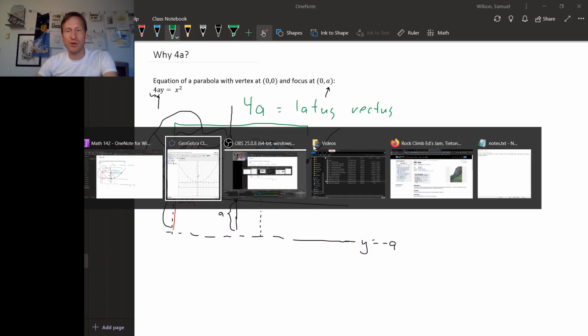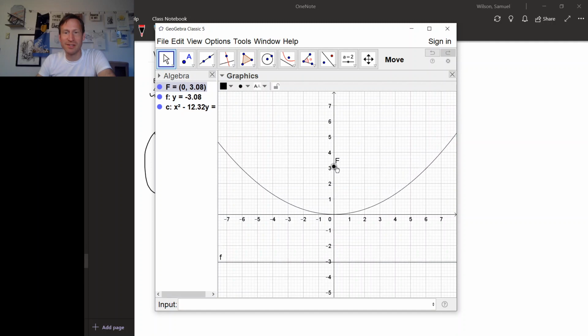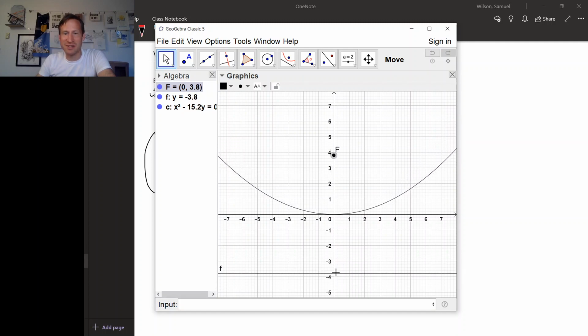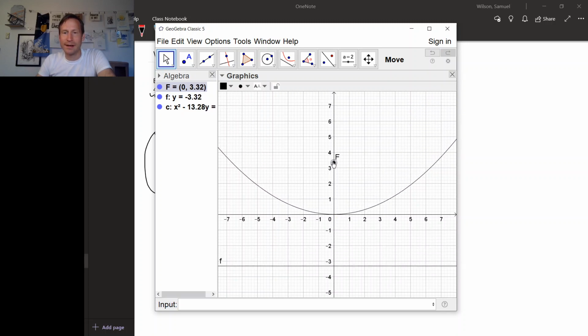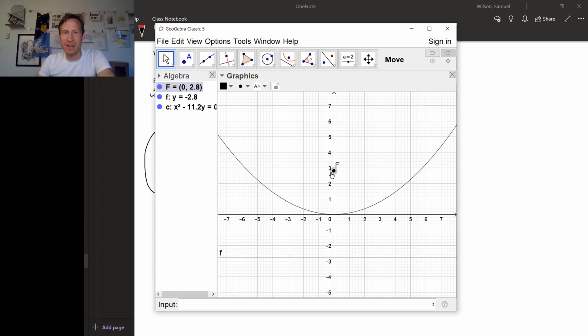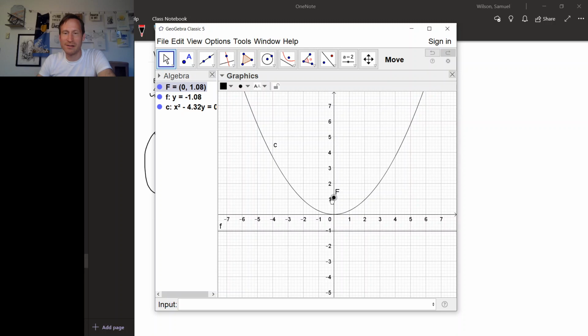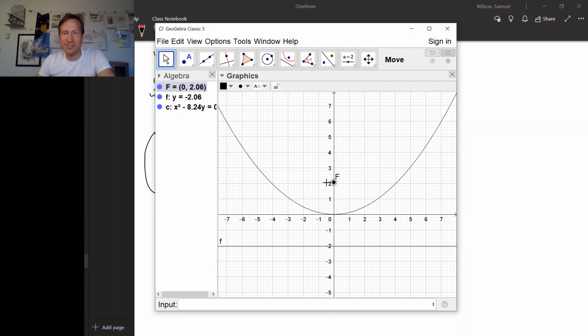To get a feel for how all of this fits together, let's look at an actual parabola. So this parabola is being generated on the fly. I can move the focus around, and you can see the directrix down here moves to keep the vertex at the origin, and as we move the focus up, the parabola opens up further, and as we move it down, the parabola gets narrower.